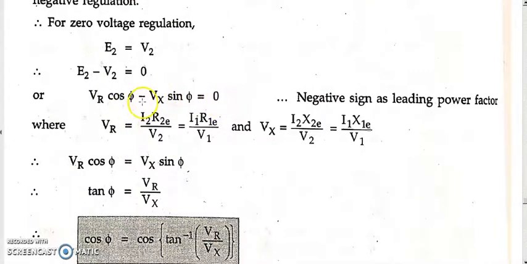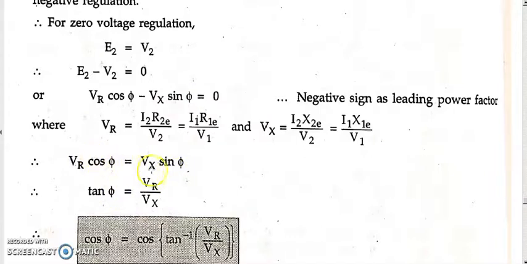They have taken the negative sign here. Negative sign in the sense of leading power factor. If you want, you can calculate for the lagging power factor as well; then instead of minus, I need to take plus here. Now I have transferred Vx sin phi to the right hand side, so it becomes plus Vx sin phi. VR cos phi is equal to Vx sin phi.